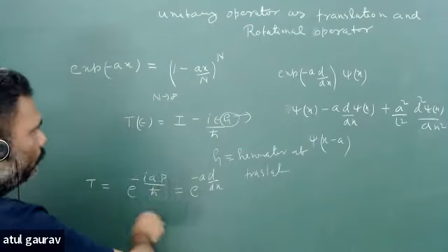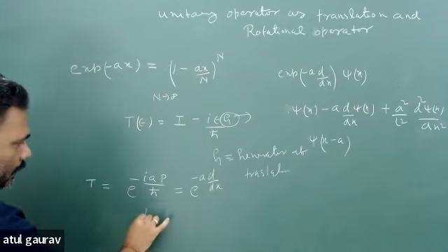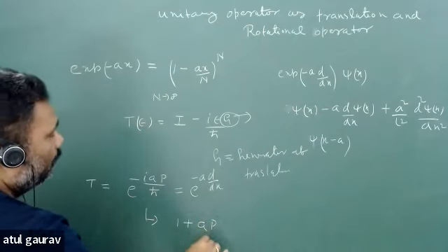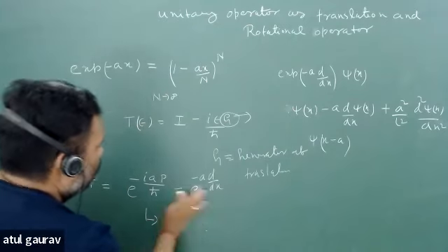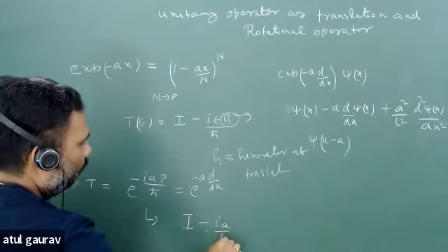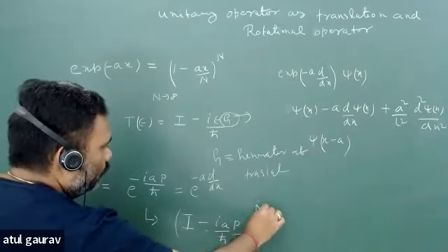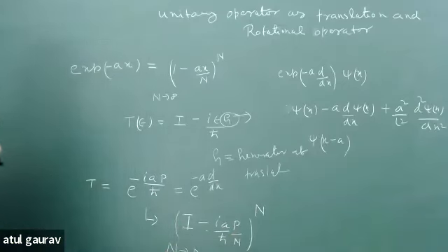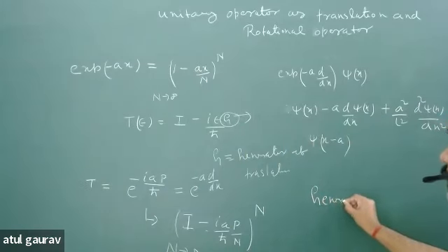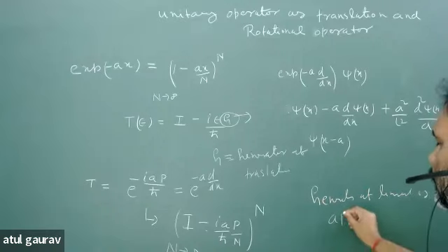And if you are just going to compare to this one, then this is basically written as 1 minus, just a minute, this will be identity minus iAP upon h cut, raised to the power n, where n tends to infinity. And this is my G, the generator of a linear translation. The generator of linear translation is basically AP.